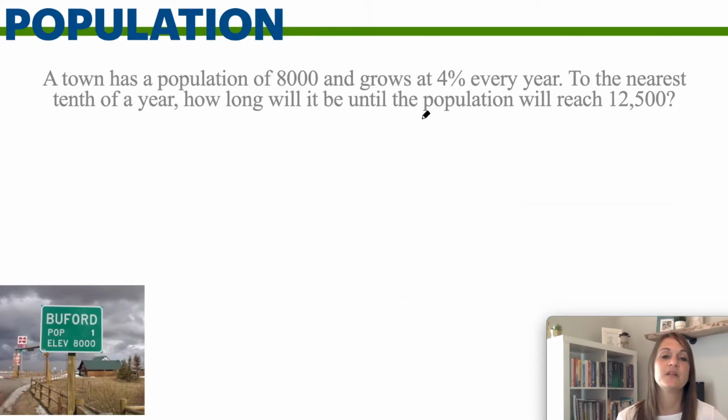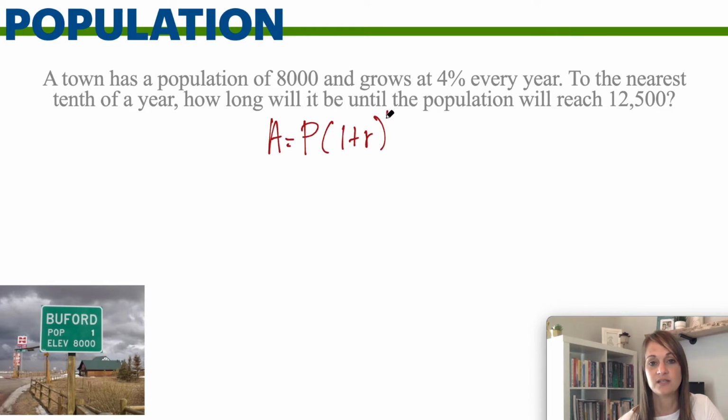A town has a population of 8,000 and grows at 4% every year. So this is actually just a very simple exponential growth, which is the formula P equals P0 times (1 plus R) raised to the T. There's no compounded anything. You're not doubling the population. It's just growing at a certain percent. So it's just a basic growth equation. To the nearest tenth, how long, so we're looking for T, will the population reach 12,500?